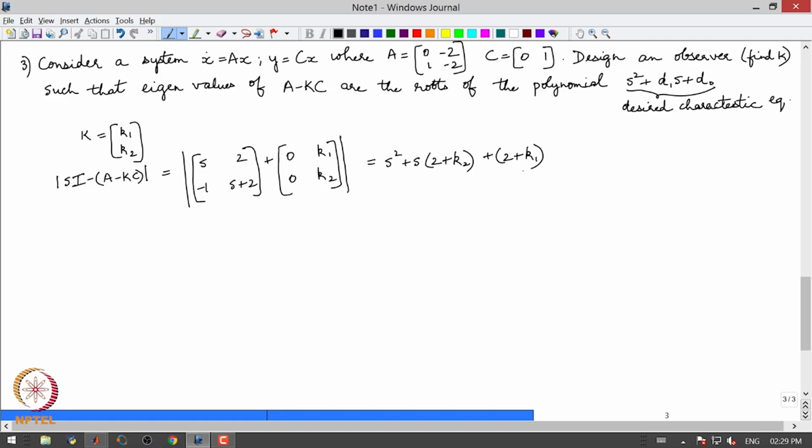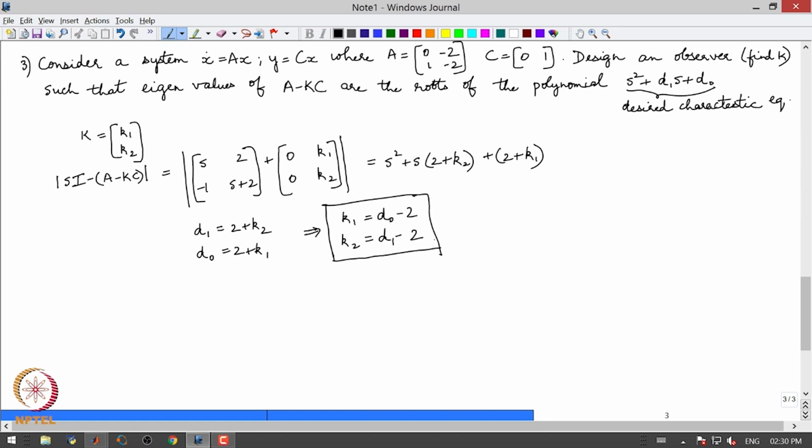So, we have a characteristic equation coming from A, K and C, and now if we compare it with the given characteristic equation, then we can simply say that d 1 equals 2 plus k 2, and d naught is 2 plus k 1. So, k 1 equals d naught minus 2 and k 2 equals d 1 minus 2. This is how we can place the eigenvalues or the poles of the observer system such that they are equal to the roots of this given polynomial.